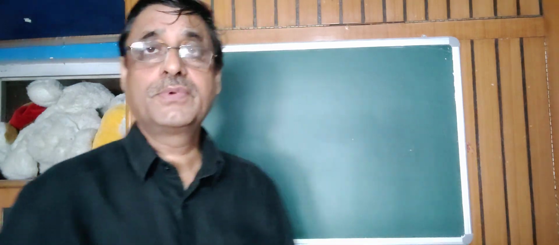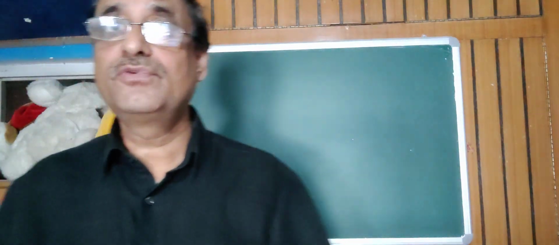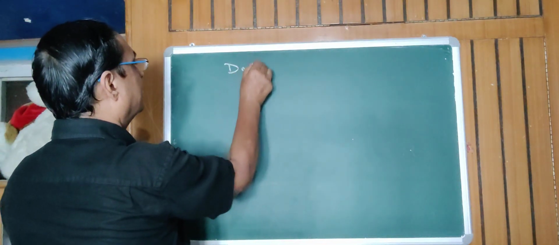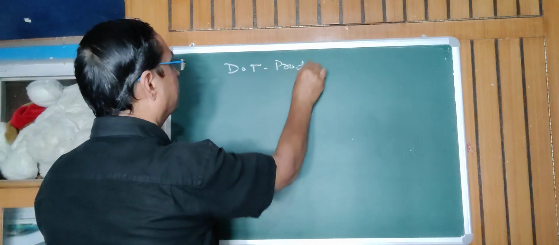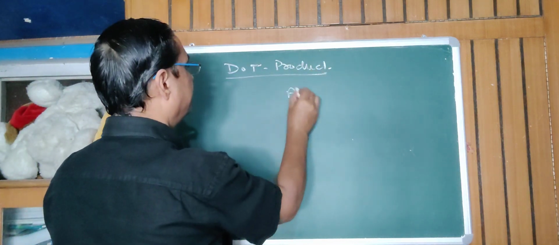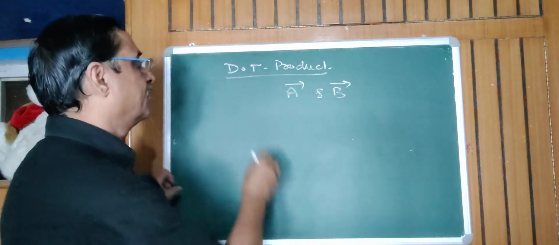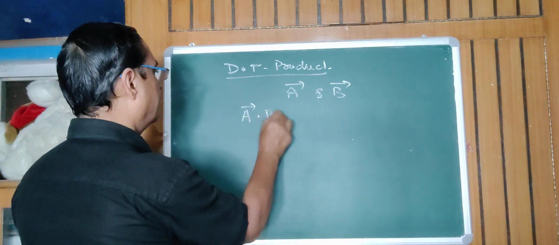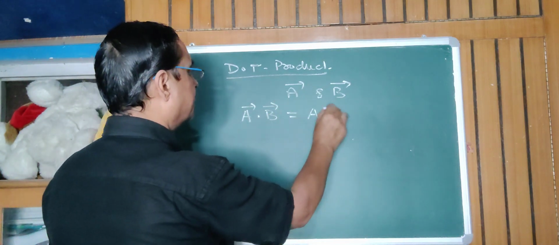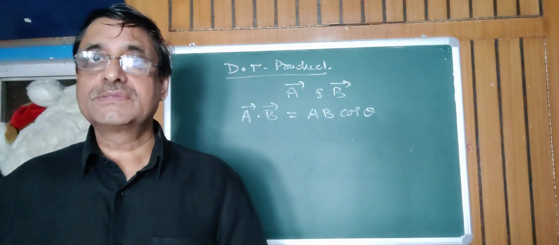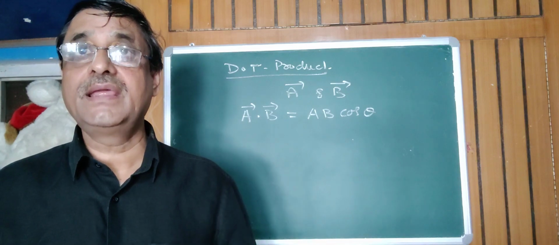If we are talking about the dot product, say for example we have two non-zero vectors A and B. What will be its dot product? We always write it as A dot B, which is always written as AB cos theta, where theta is the angle between vector A and vector B.